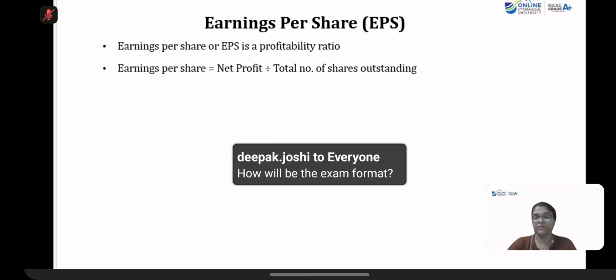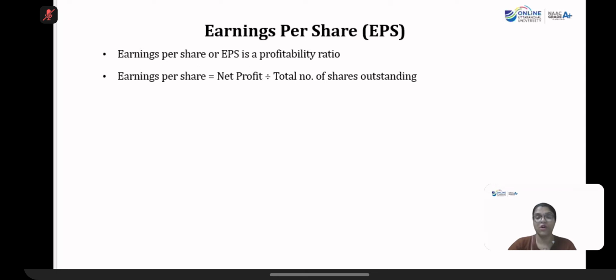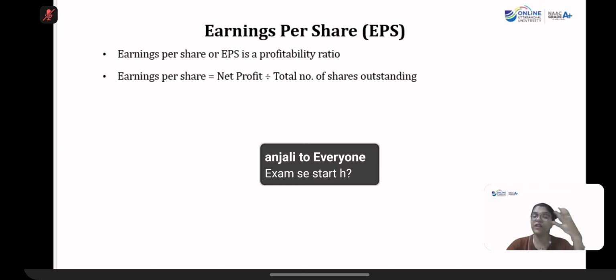Earning per share. Earning per share is nothing but a financial metric on a per share basis. It indicates the portion of a company's earning that could be attributed to each of the total number of shares outstanding.